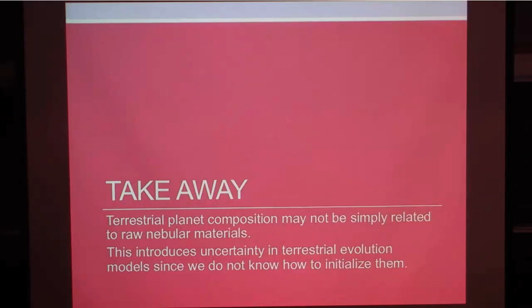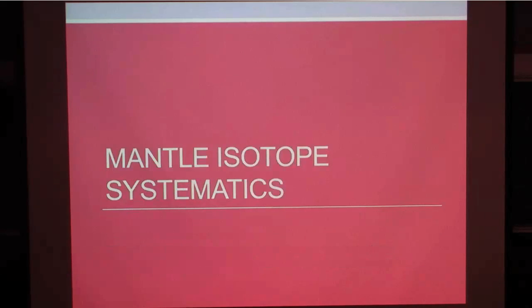All right, takeaway. Terrestrial planet compositions may not be simply related to raw nebular materials, and this introduces some uncertainty in the models since we don't know how to initialize them. Although the differences are probably not going to be large, they could be important. Okay, now let's talk about mantle isotope systematics.